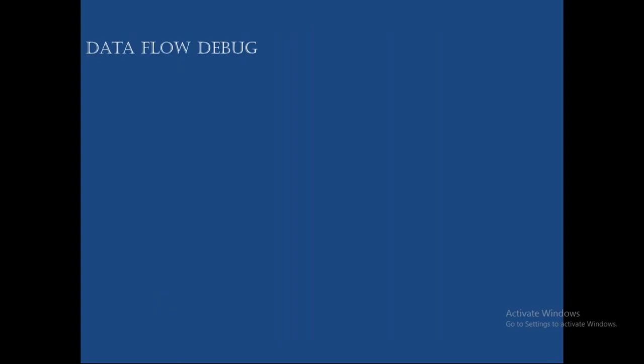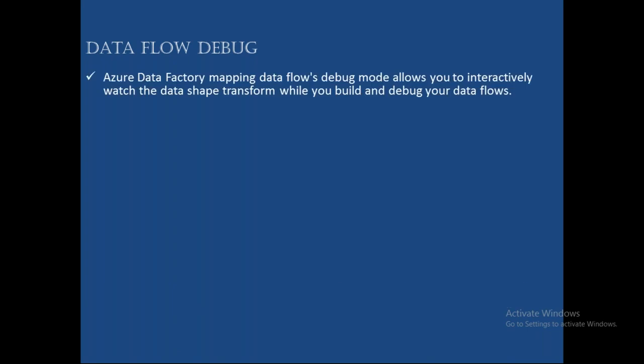Now, data flow debug, this is important. The Azure Data Factory mapping data flows debug mode allows you to interactively watch the data shape transform while you build and debug your data flows. So what I'm doing is using different data flow transformations to transform my data. After each transformation, I want to preview my data interactively. I want to check my output, I want to check my result. Then you need to turn on your data flow debug. What it means is you need to have a cluster ready, so that the cluster will execute and give you some part of the data for your testing purpose.